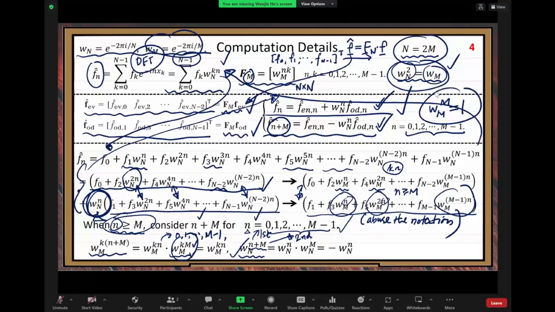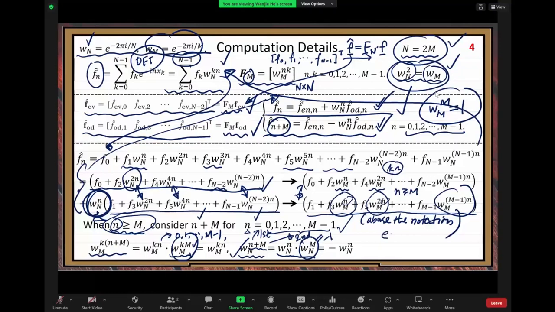Now we split again. This time the second factor has exponent capital M with subscript capital N, and based on the definition here and the 1/2 here, it equals minus 1. So this factor equals minus 1.